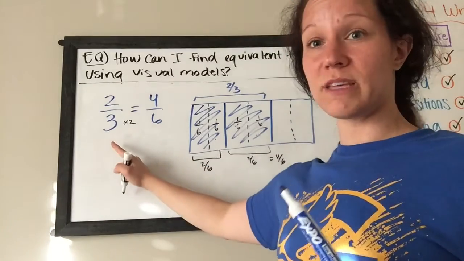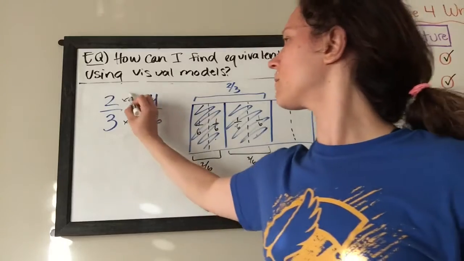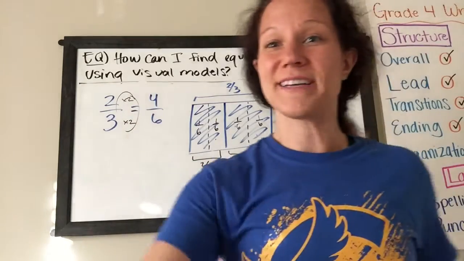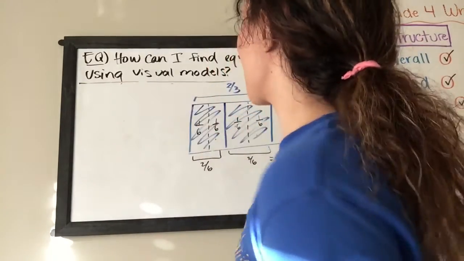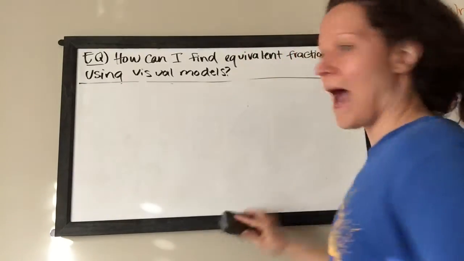Okay, and we can also prove this mathematically. 3 times 2 is 6. 2 times 2 is 4. Okay? All right, so one more problem that I want you guys to try out. Remember, pause that if you need to. Okay? All right, let's look at one more.